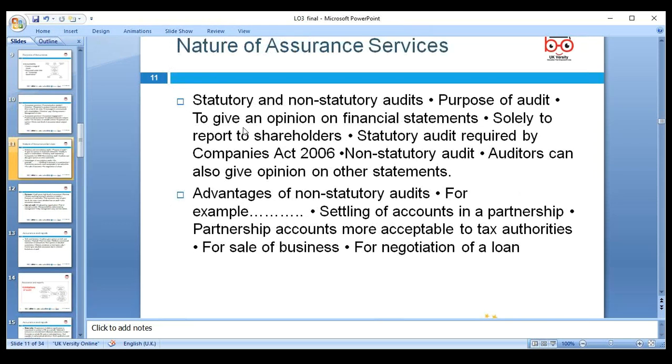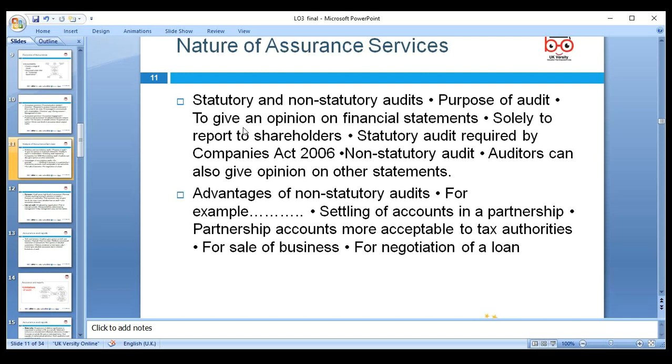Okay, the nature of statutory and non-statutory audit. Statutory audit is required by law, while non-statutory is non-routine, or you can say internal audit. The purpose of an audit is to give an opinion on the financial statements, reporting solely to the shareholders. Statutory audit is required by the Companies Act 2006. Non-statutory audit is not required by law, and the auditor can give an opinion on other statements as well.